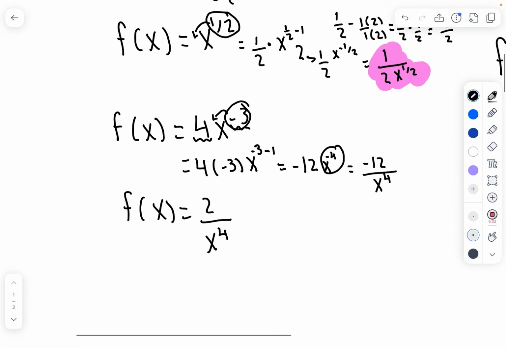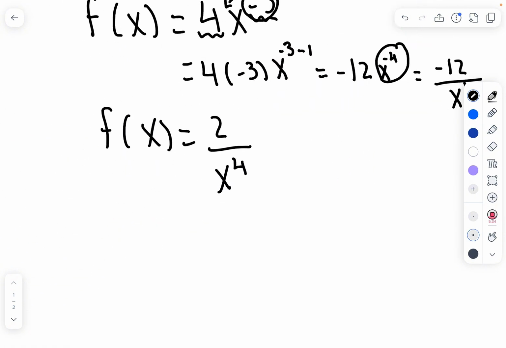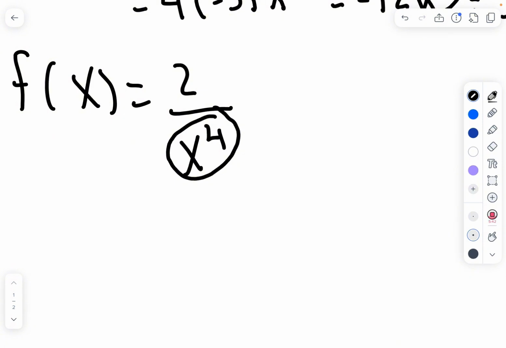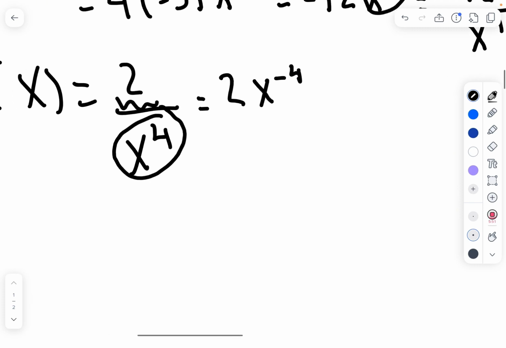Okay, so let's keep going with those examples. Right now we have x to the power of 4 in the denominator. We need to bring that up to the numerator, so we'll make that a negative exponent. So we'll have 2, because there's a 2 up here, times x to the power of negative 4, because we're just bringing that up.